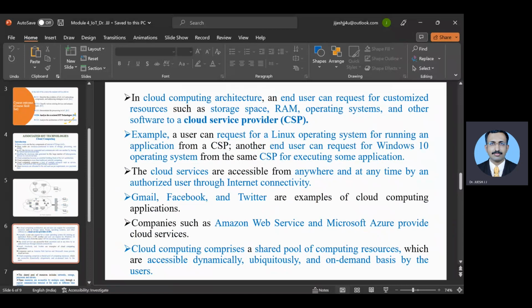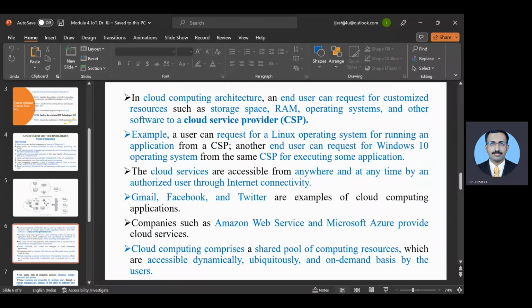So you can even take some portion of that by paying an amount, and you can reserve it. You can customize it. You can make sure what RAM capacity is required for you. All those can be done. You can have a cloud service provider. An example can be you are using a Linux operating system for running an application on one cloud service provider. The other service provider can be Windows 10 also. So you can communicate from one service provider to another service provider.